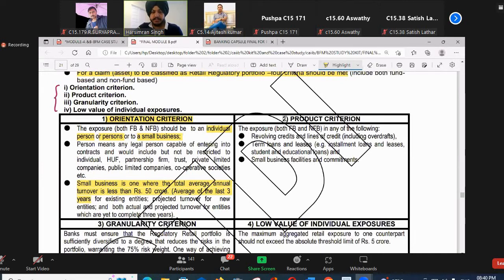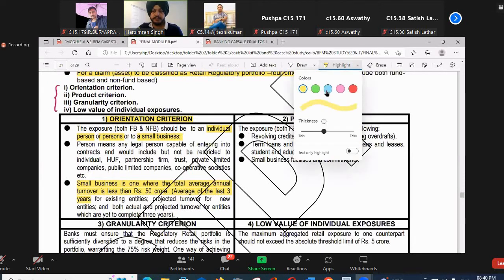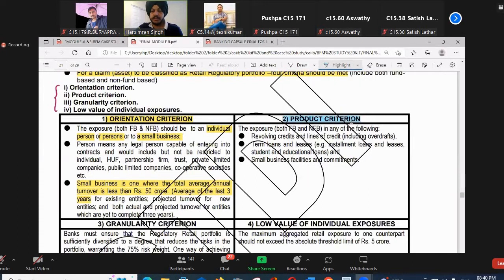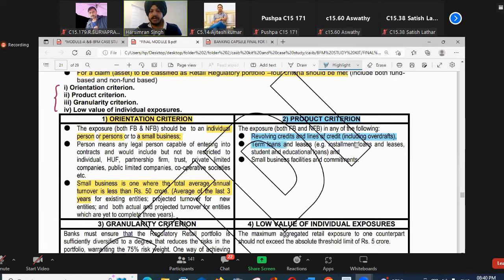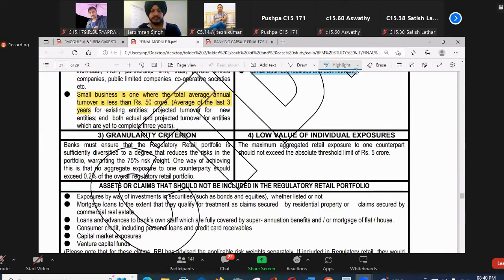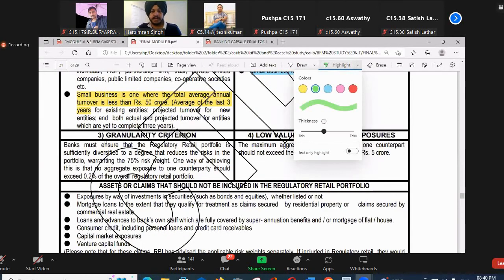Second criteria is the product. The product has to be either a CCOD, or a term loan lease, or a student or education loan, or any small business facility or commitments. Then granularity, very important.